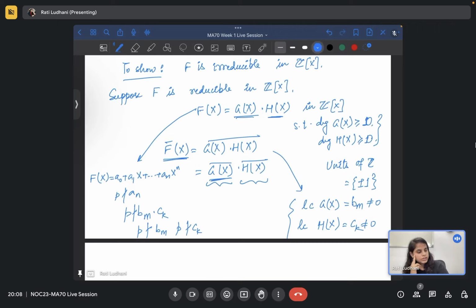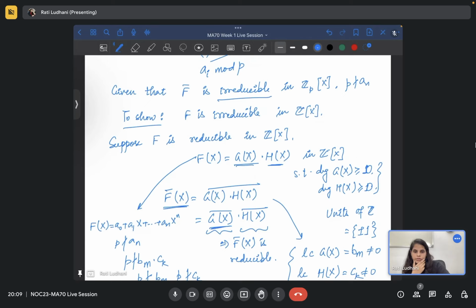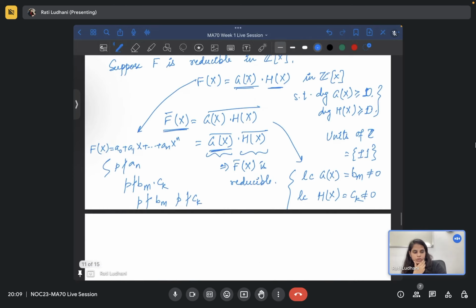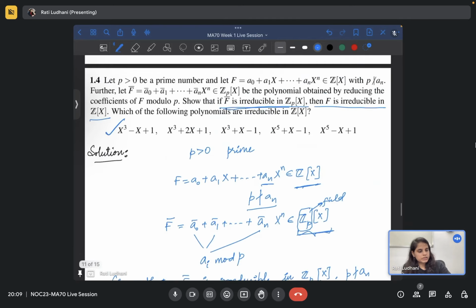So g(x) bar and h(x) bar give a factorization of f bar(x). So this implies f bar(x) is reducible, and that's a contradiction, because it is given that f bar is irreducible. Okay, so this property makes sure that if f bar(x) is irreducible, then f(x) is irreducible. Okay, so let's use this property in these examples.